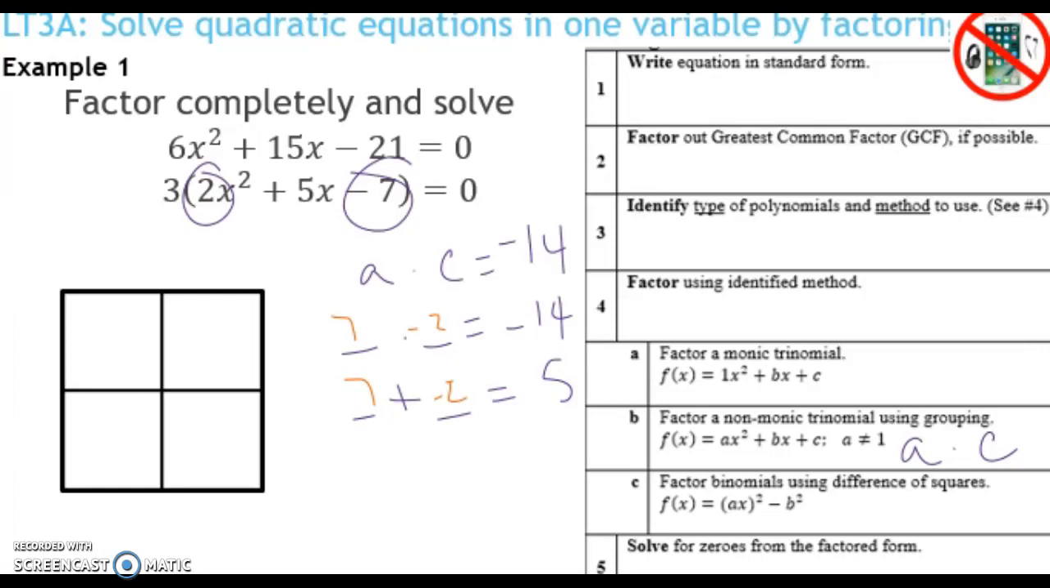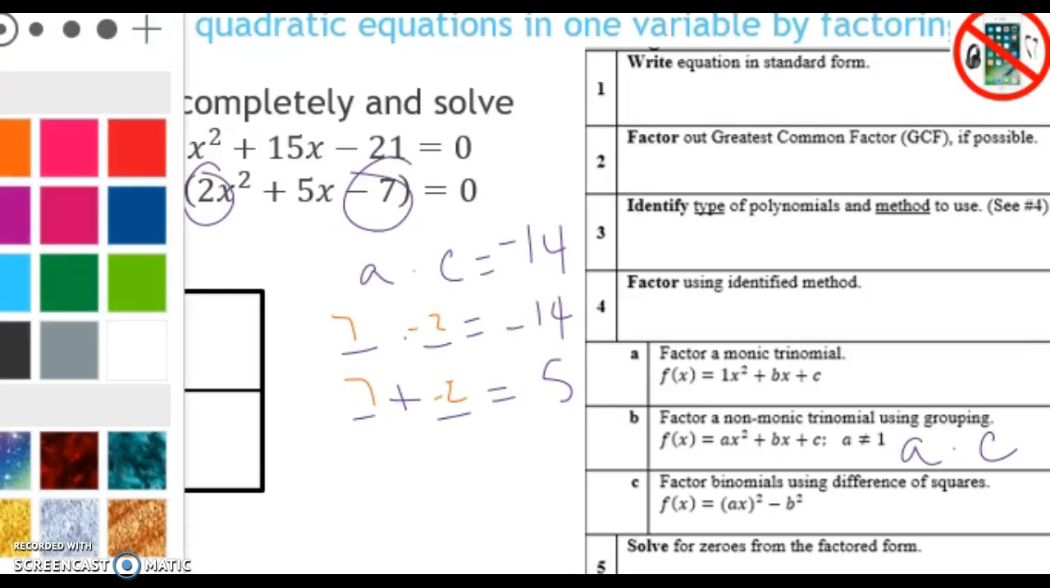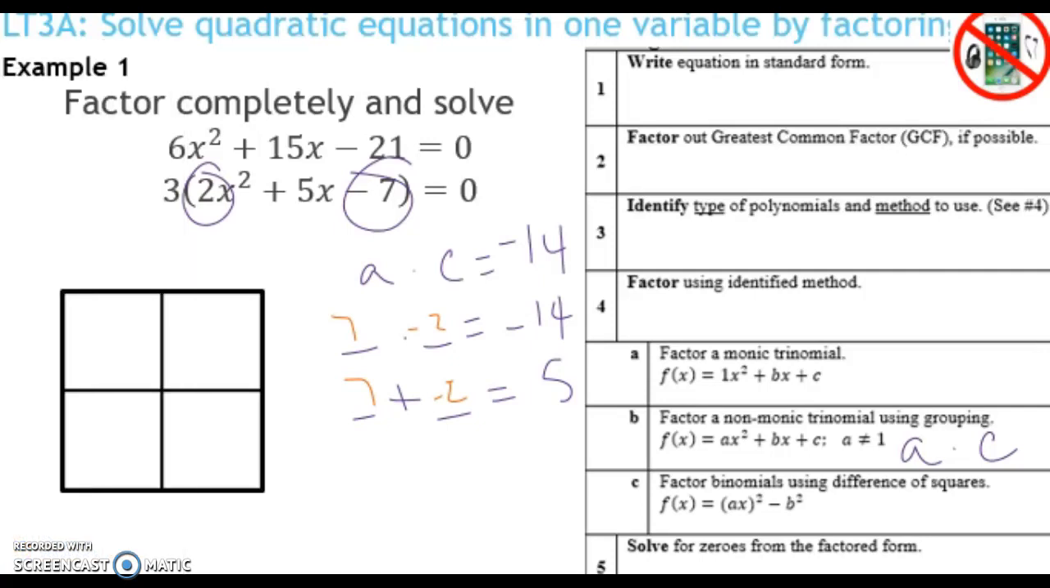So what we're going to do is write our leading term, 2x squared, in the upper left box. And for the lower right box, we're going to put the negative 7. Then in the diagonal boxes, we're going to use those two numbers that we had found earlier, which are 7 and negative 2. However, we need to include x's because when we combine them, we know they have to add up to 5x.